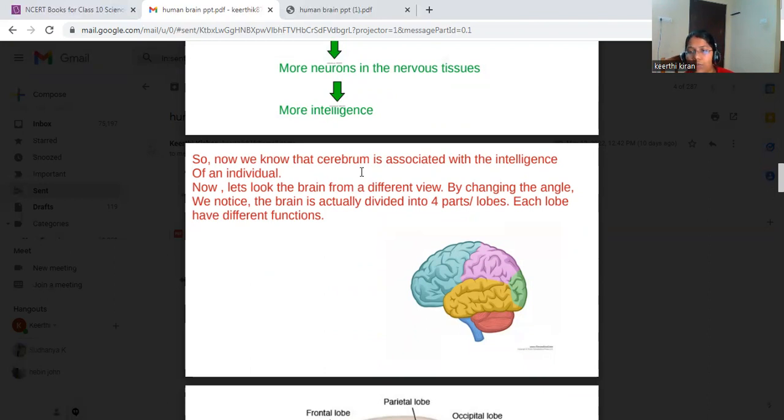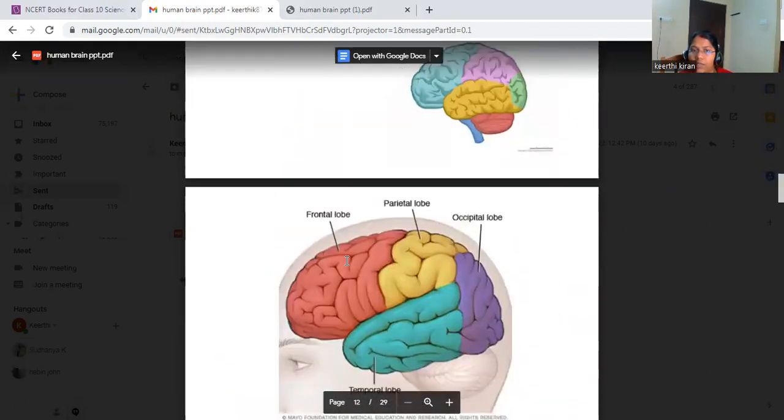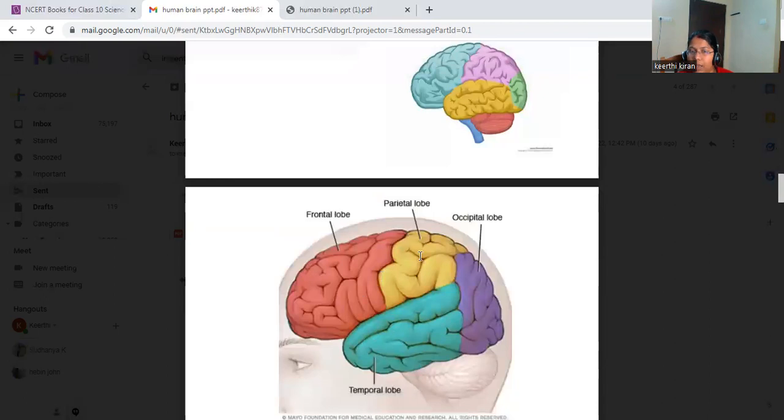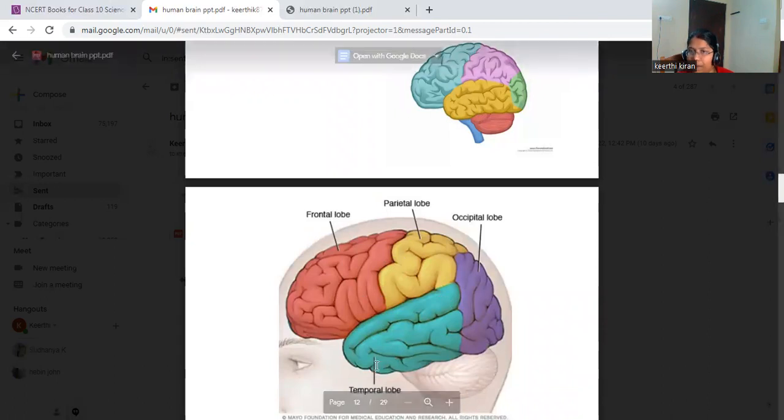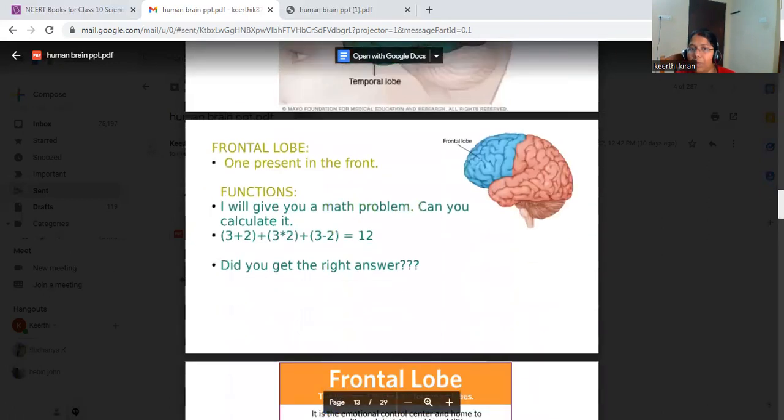Do you know what the four types of lobes inside the human brain are? So this is the frontal lobe, which is on the front side. I will show you a different image. See here, this is the frontal lobe. After the frontal lobe is the parietal lobe. Then the last one is the occipital, and the lower one is the temporal lobe. So frontal, parietal, occipital, and temporal lobes. These are the four types of lobes present in our human brain. Now we can see one by one what each lobe is.